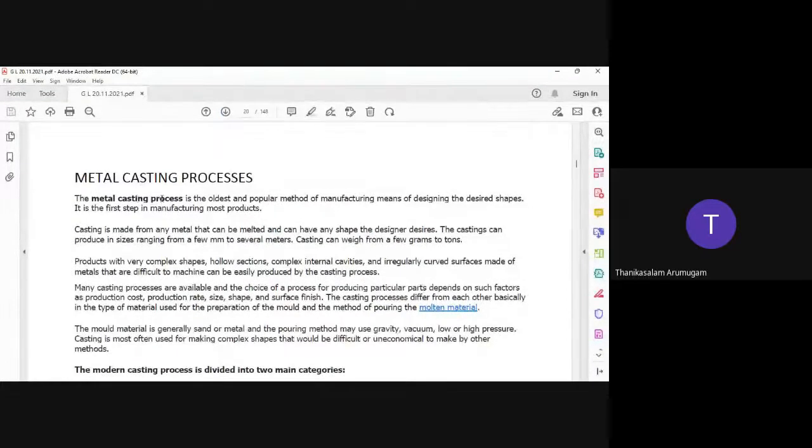Generally, metal casting was the oldest and most popular method of manufacturing, a means of making the desired shapes. It is the first step in manufacturing most products. In the olden days we used the casting process only.